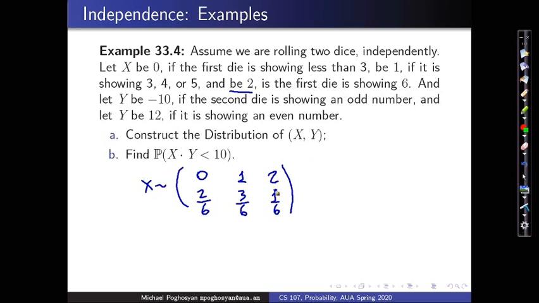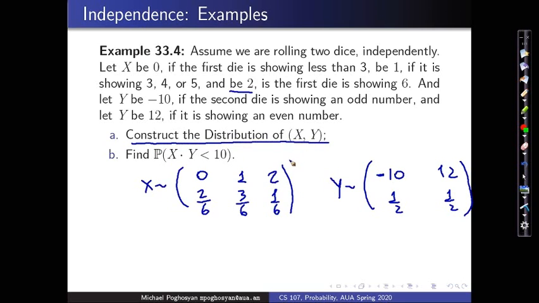Only in the case when the die will show 6, I will have this. So the probability of that is 1 over 6. Y is taking 2 values, minus 10 and 12. Minus 10 if the second die is showing an odd number, and the probability of having an odd number is 1 over 2. And here I will have 1 over 2, of course, because the sum needs to be 1. Okay, so construct the distribution of X and Y.